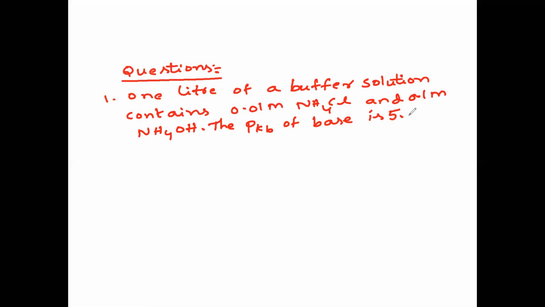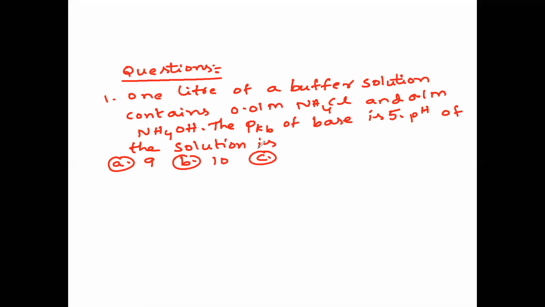Then calculate the pH. The pH of the solution is: option A is equal to 9, option B is equal to 10, option C is equal to 4, and option D is equal to 6. Questions like these you can expect for NEET. So this is a straight question. I'm doing the solution for this, so please note it down.